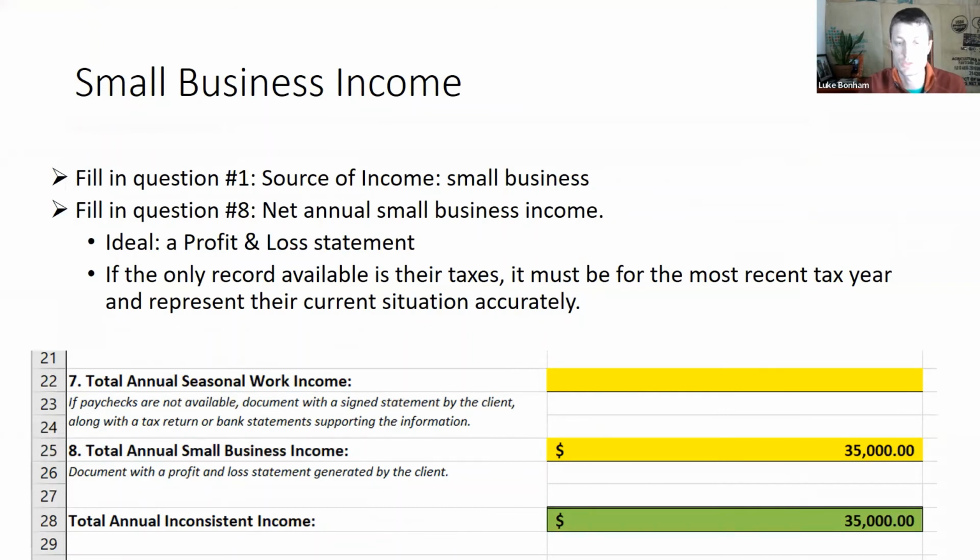Number 1 on the source of income, list it as small business and then fill in number 8, which is the net annual small business income. Ideal documentation is a profit and loss statement for an existing small business. If you're a micro enterprise provider, you may need to support them with their profit and loss statements before applying. If they're providing taxes, it must be for the most recent tax year and represent their current situation accurately. Business losses will not carry forward to reduce total household income.